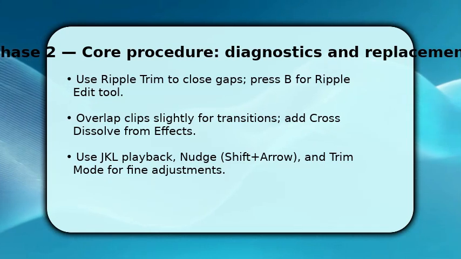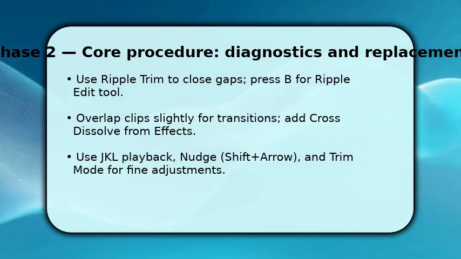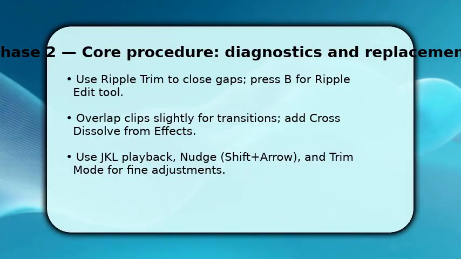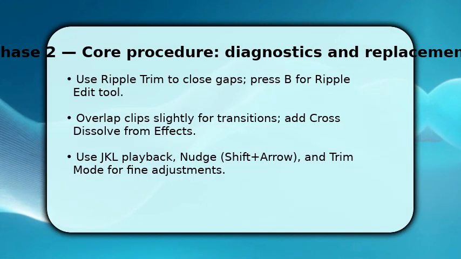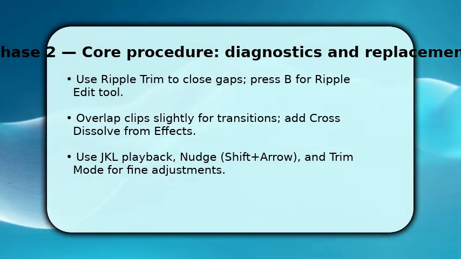Now focus on connecting clips precisely. Use the Ripple Edit tool to trim an end and automatically close the gap, which preserves timeline timing. If you need a smooth cut, overlap clips by a few frames and apply cross-dissolve from effects. This creates a natural blend.